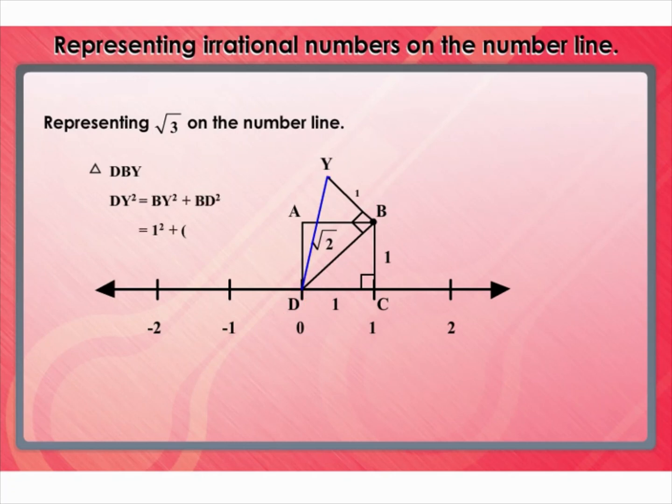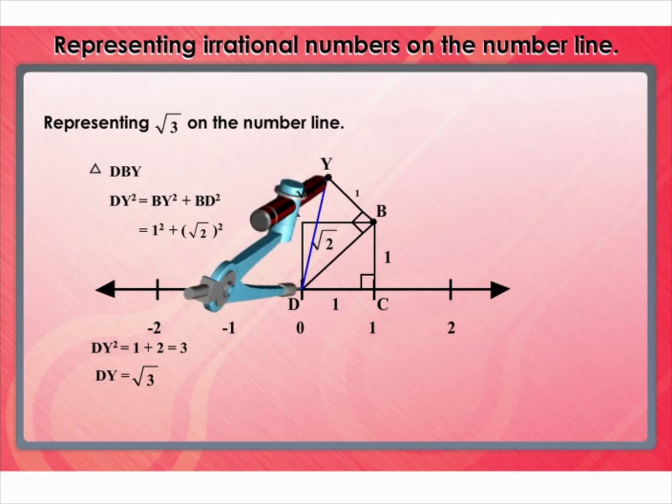Here BY is 1 unit and BD is root 2 units. So we write 1 square plus root 2 the whole square. 1 square is nothing but 1, plus root 2 the whole square, the square and square root get cancelled, so we get a 2 here. So we get DY square is 3, or in other words, DY is square root 3. Therefore, the length DY is square root 3.